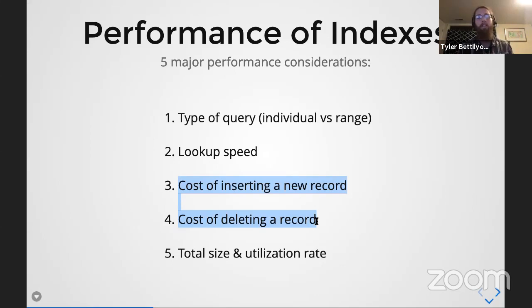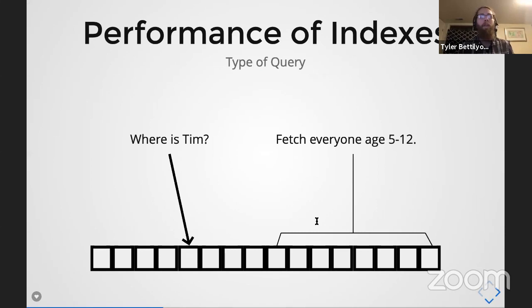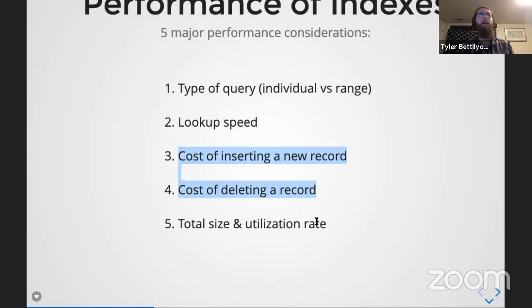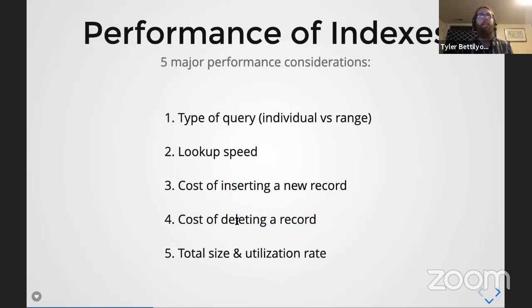Okay, so let's look at these 5 things individually. First is there's 2 major types of queries, point-to-point queries. Oh, yes, good point from Ron. In addition to inserting a new record and deleting a record, updating a record in a database would also impact the index. If we changed the first name and we're indexing based on the first name, then we need to change the index structure, and that has similar costs, which can also be an issue.